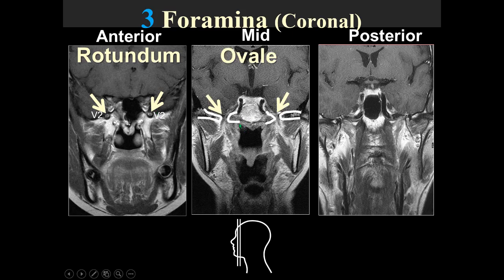You can see the bone. There's a bone on each side, and the gap in between is where the V3 nerve goes. So this is foramen ovale. And then go right to the back, and at that level you've got lacerum.